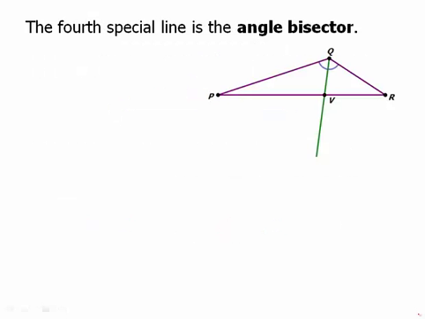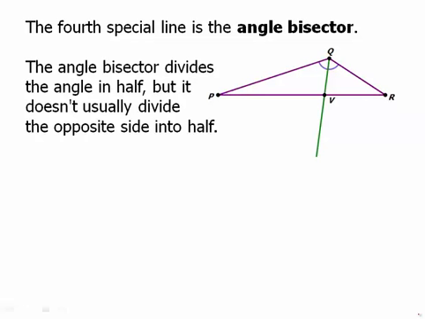The fourth special line is an angle bisector. This is the opposite. The angle bisector divides the angle in half, but it usually doesn't divide the opposite side in half. So notice here, where it intersects the opposite side, point V is not even pretending to be the midpoint of PR. It's nowhere close to dividing PR in half. So we do divide the angle in half, we do not divide the opposite side in half. Very important to keep all those ideas straight.